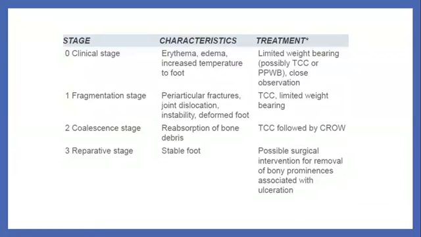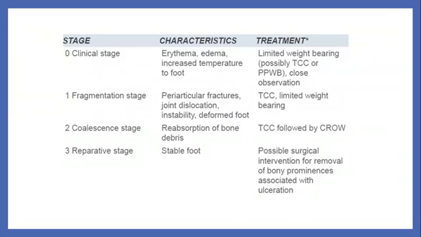I felt like this was a useful table to include, corresponding the Eichenholz stages with treatment. So for a stage 0 Eichenholz, this is when clinically you have an erythematous, edematous foot that is warm to touch. You're certain that this is Charcot, you're going to put these patients non-weight bearing in a total contact cast and closely observe them.